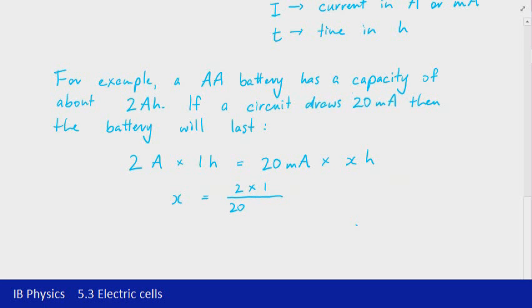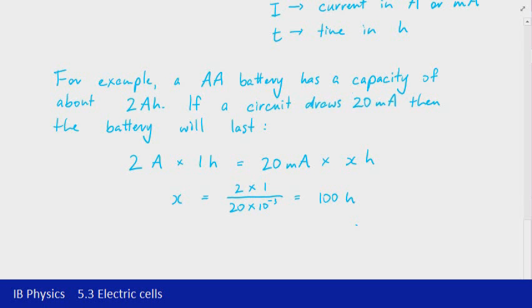So if we've got 2 amps on the left hand side and milliamps on the right, we need to convert that milliamps to amps, so 20 by 10 to the negative 3, and so that would give us a value of 100 hours. So that battery is going to last 100 hours in this particular circuit because it's only drawing 20 milliamps. Now if the circuit was drawing 40 milliamps, then the battery would only last 50 hours.